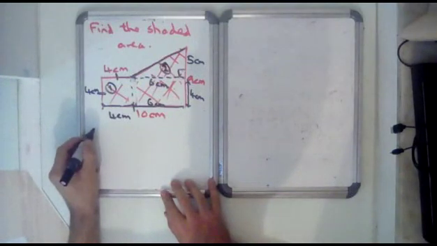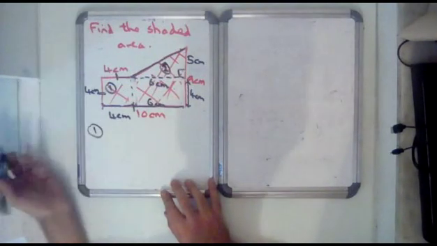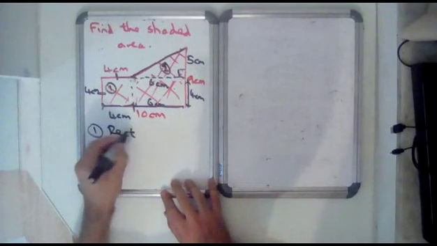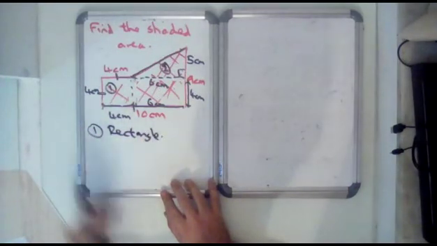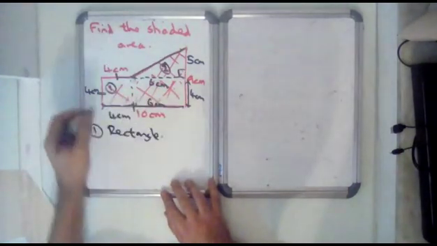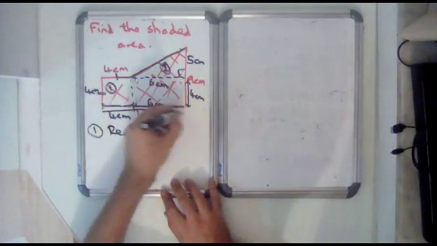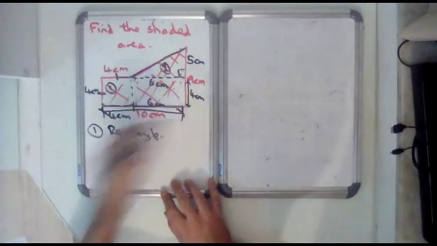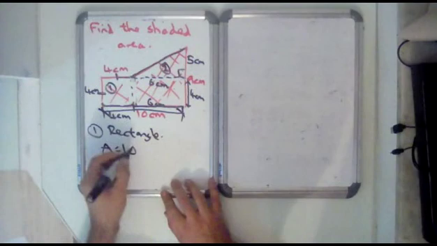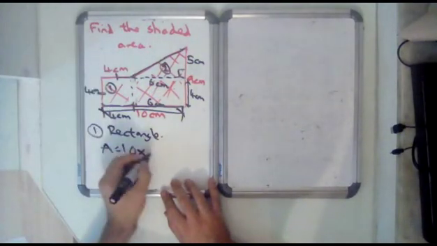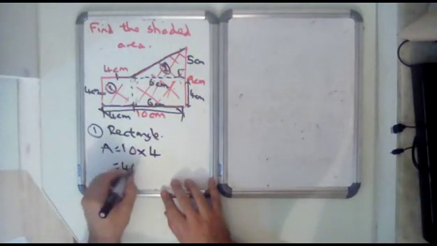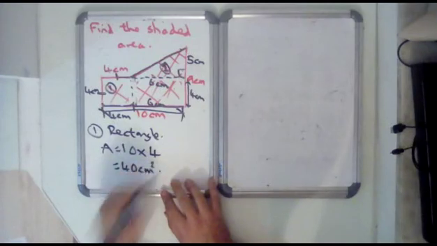So for area 1, it's a rectangle. And the area of a rectangle is literally, you just times the two together. So it's this 10. So area equals base times height, 10 times 4, equals 40 cm squared.